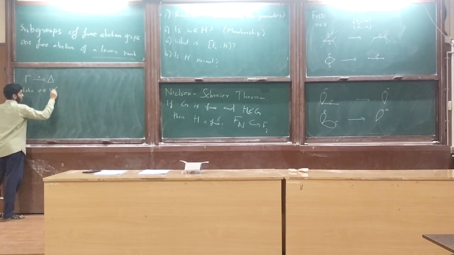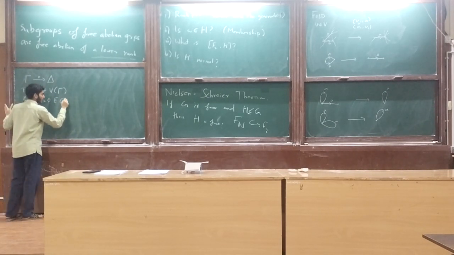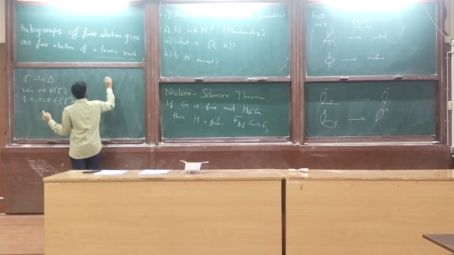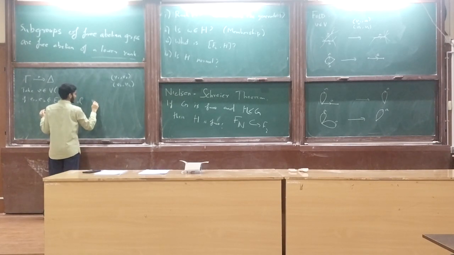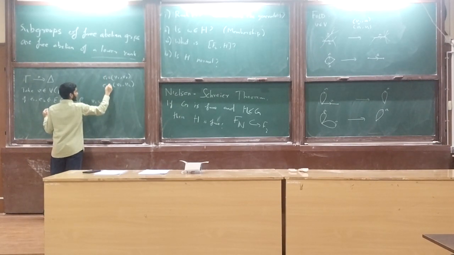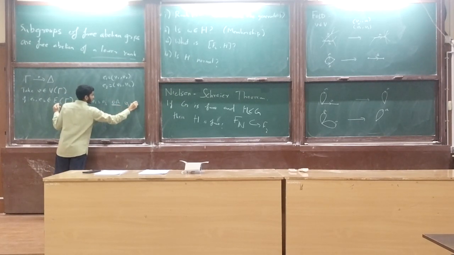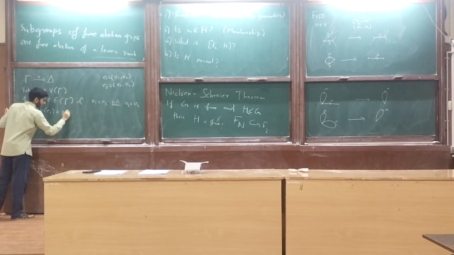Take a V belonging to the vertex set of gamma. Now if E1, E2 belong to the edge set of gamma, I'm writing edges as pairs, like V1, V2, and then V3, V4. So this is E1, this is E2. Either V1 is equal to V3 or V2 is equal to V4, and under P, E1 and E2 map to the same thing.